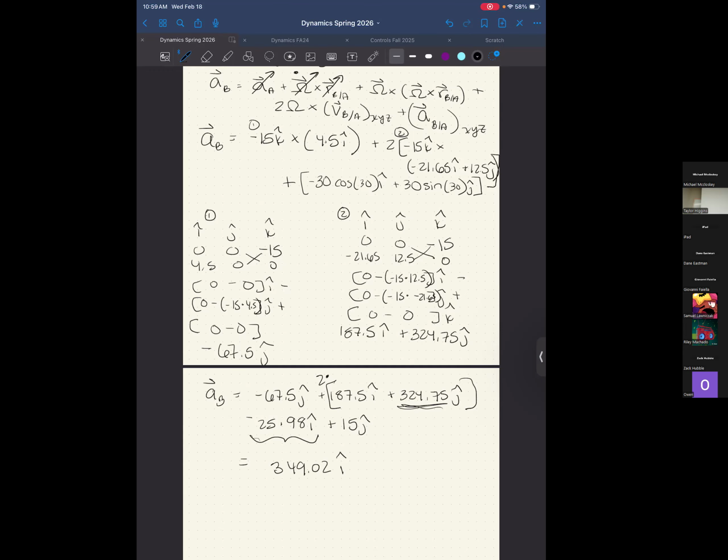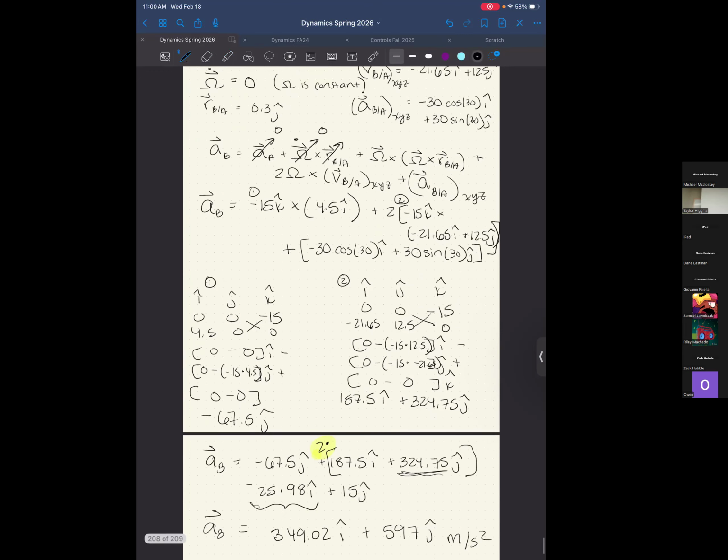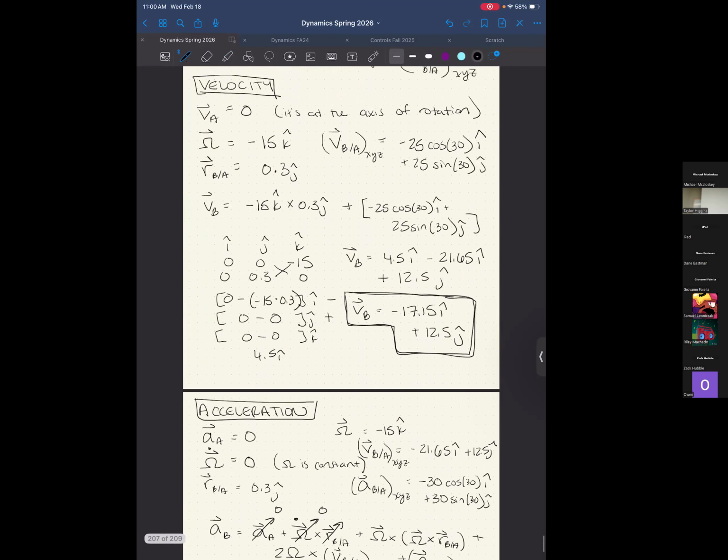I'm going to do my math again. I forgot to do the acceleration. 597 J. Yes. Okay. Let's check the guide. 349 I, 597 J. Yep, we got it. Don't forget to multiply by 2. And this is meters per second squared, right? Yep, it's all in meters.